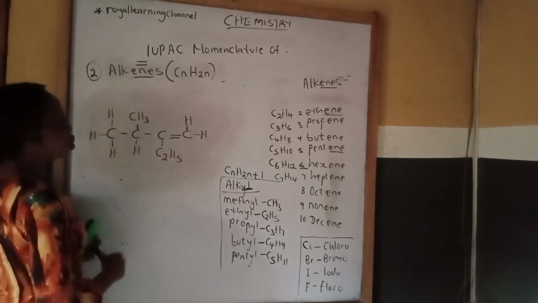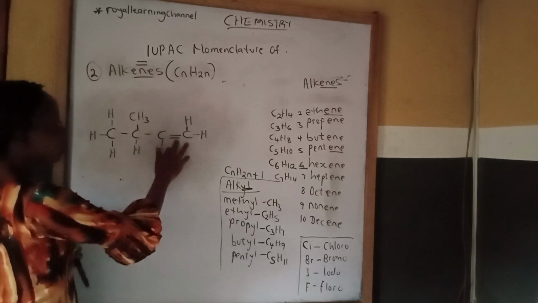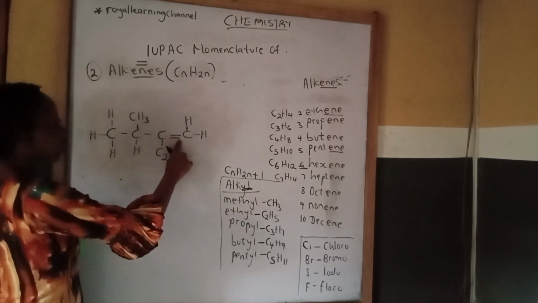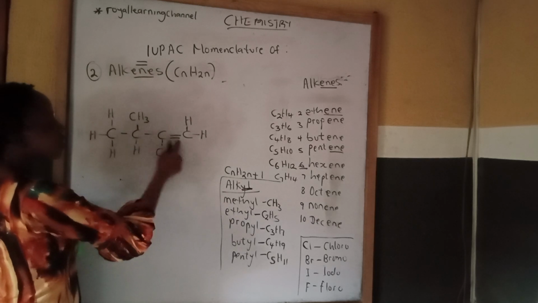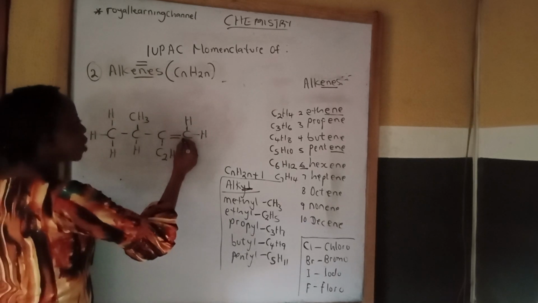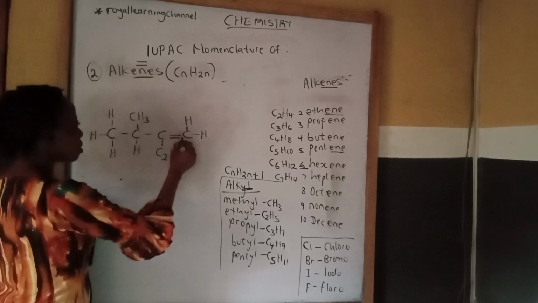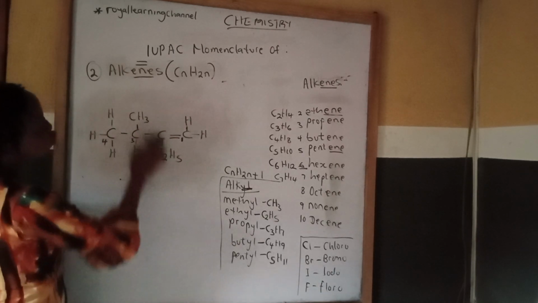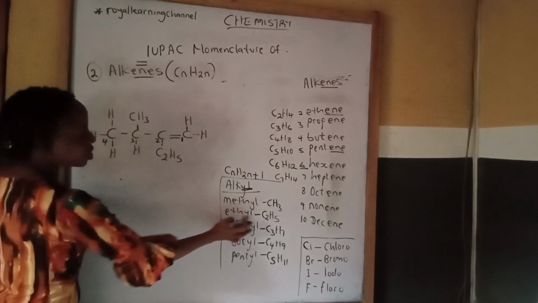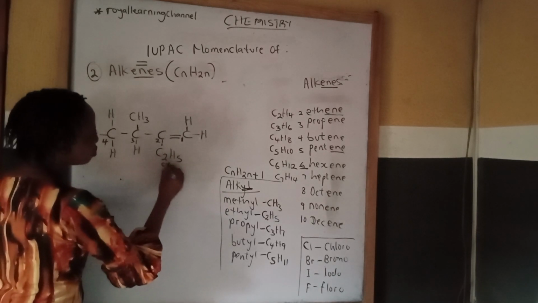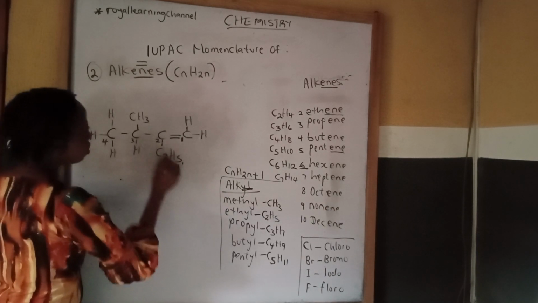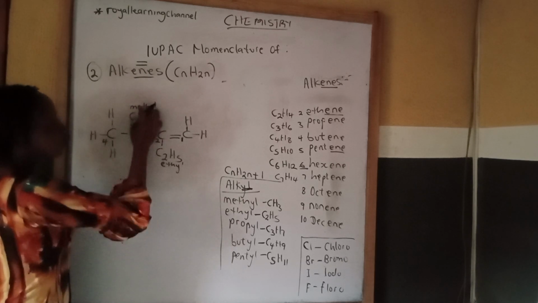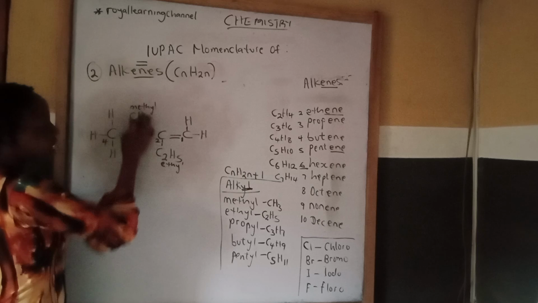So let's look at this structure. What we are considering in naming is our double bond. From this side, my double bond is on the first carbon atom. From this side, 1, 2, 3, it is on the third carbon atom. So we name from where we have the least. 1, 2, 3, 4. Then we have 2 substituents. This one, C2H5, is ethyl, while CH3 is methyl. So the two are organic, but they are not the same.